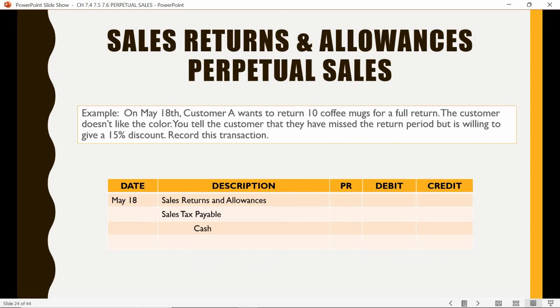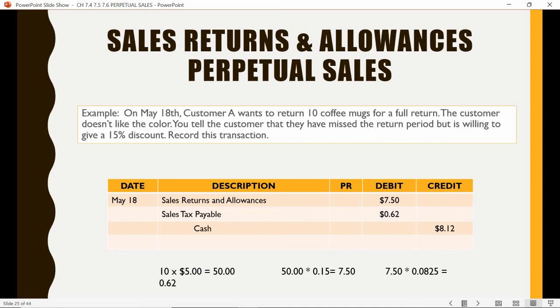You are recognizing this as an allowance. So again, sales returns and allowances. Because you're giving a portion of the money back, you're also giving a portion of the sales tax money back. Okay? And of course, customer A paid with cash, so you're going to be giving the customer back cash. Okay? In this case, we're not giving a full refund. We're only giving a portion of the money back.